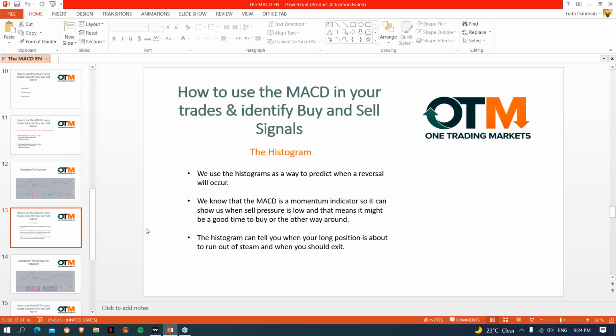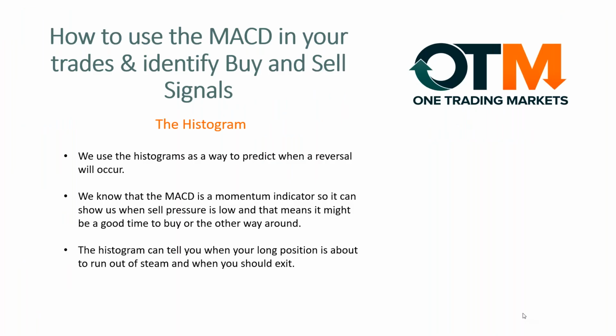Now let's move to the histogram part. Let me explain how the histogram works. We use the histogram as a way to predict when a reversal will occur. We know that the MACD is a momentum indicator, like we said. So it can show us when the sell pressure is low, which means it might be a good time to buy, or the other way around. When the buy pressure is low, it's a good time to sell.